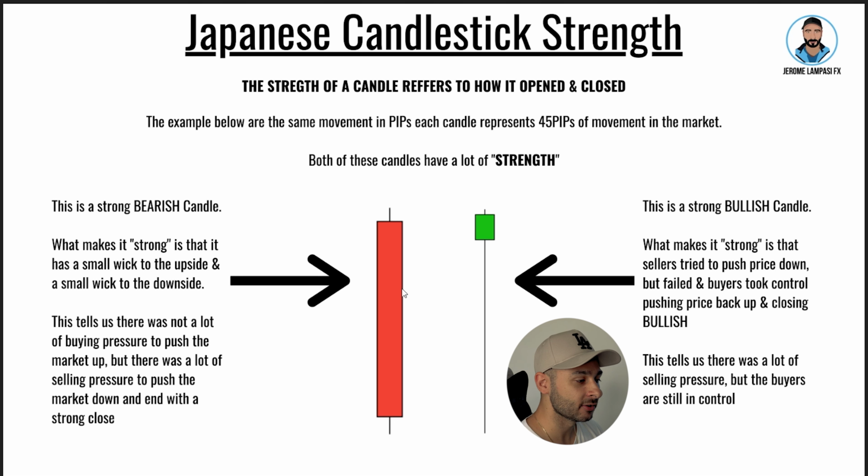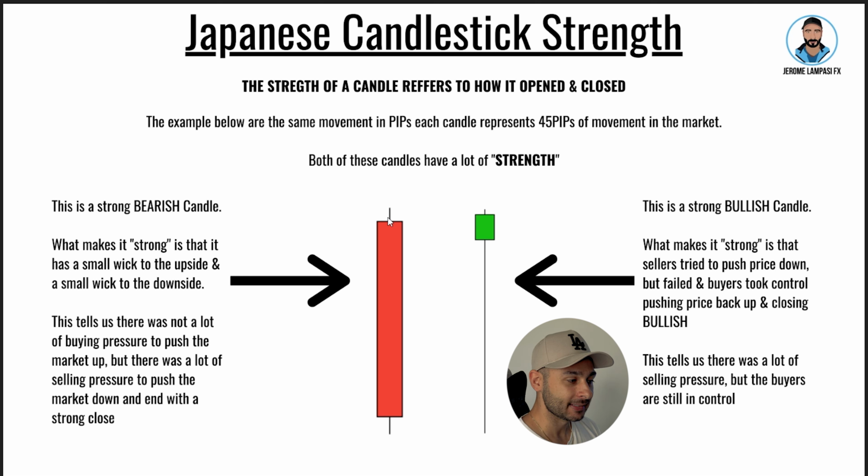This is the candle on the left, this big red bar over here. This is a strong bearish candle. So sellers are interested in selling and they have pushed the price down. What makes it strong is that it has a small wick to the upside and a small wick to the downside. So these little things up here are called the wicks or shadows.